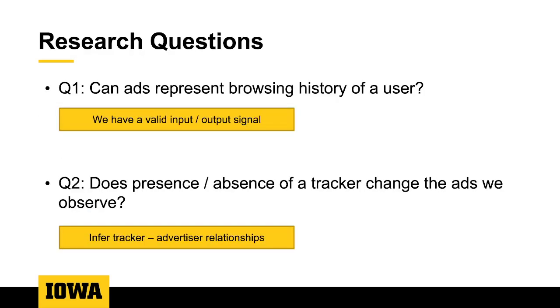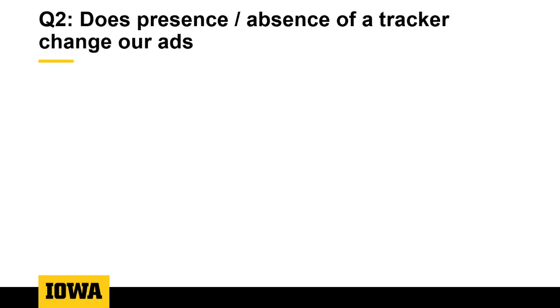So our question about ads representing a user is answered, and hence we have a valid input-output endpoint to our problem. Now let's move on to how we use network tomography and these input-output endpoints to infer tracker-advertiser relationships. For this, let's go back to our reduced network tomography diagram, but with a few changes this time. Let's suppose we only have 3 trackers and 3 advertisers in the world.